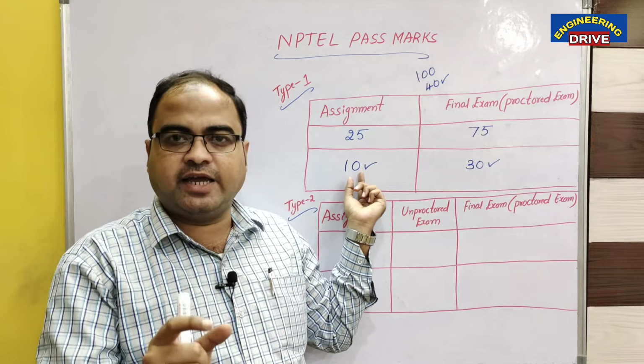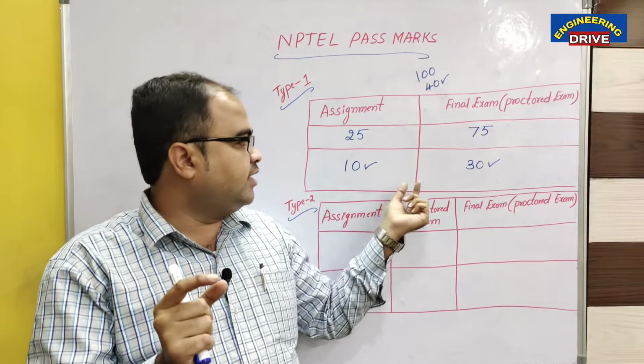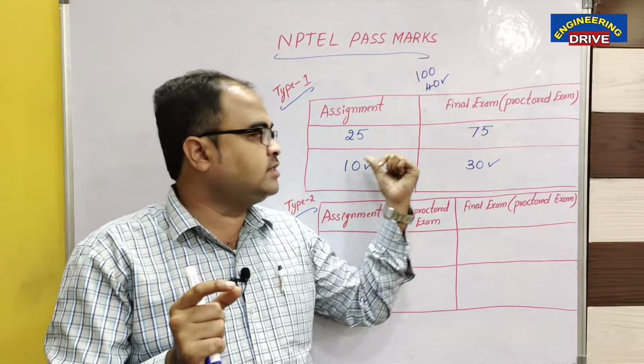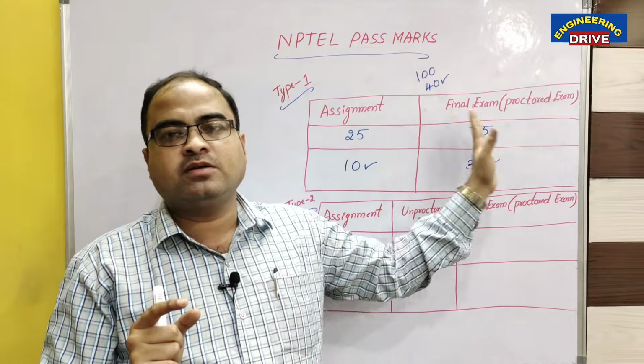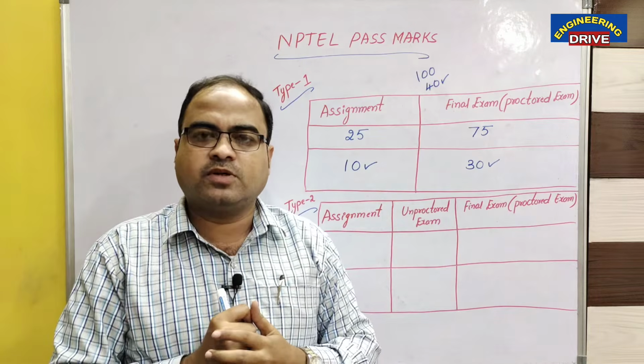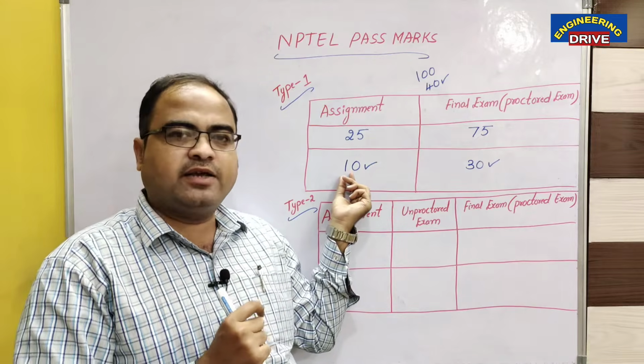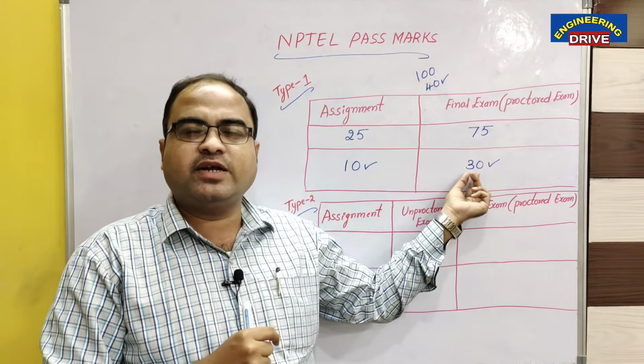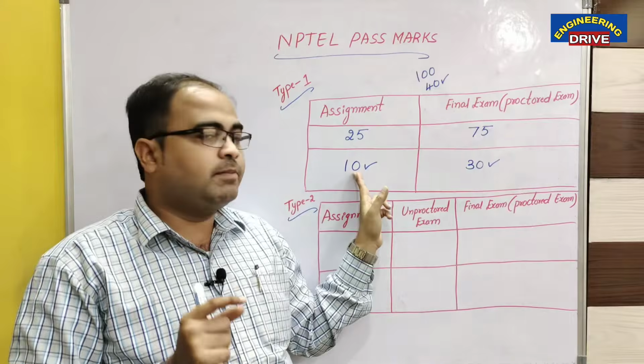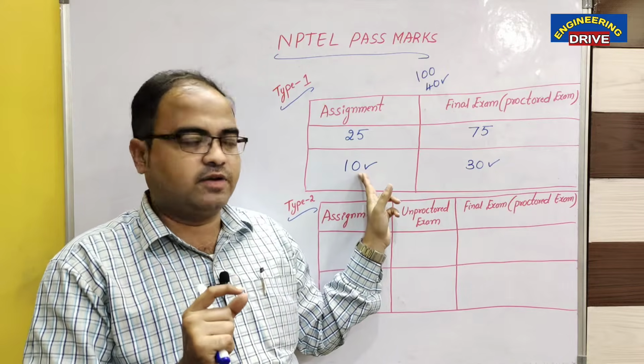It is mandatory, listen to this word, it is mandatory to get 10 here in assignments and a minimum of 30 in the final proctored exam. Okay, sir, I will get 9 here. If I get 9 here, can I get 31 in the final exam? No. This is the mandatory minimum marks which I am sharing with all of you.